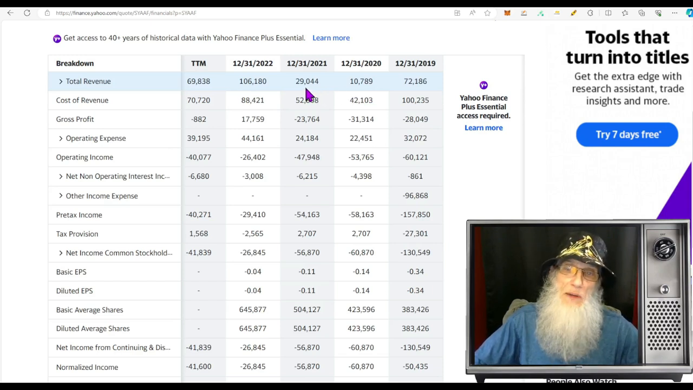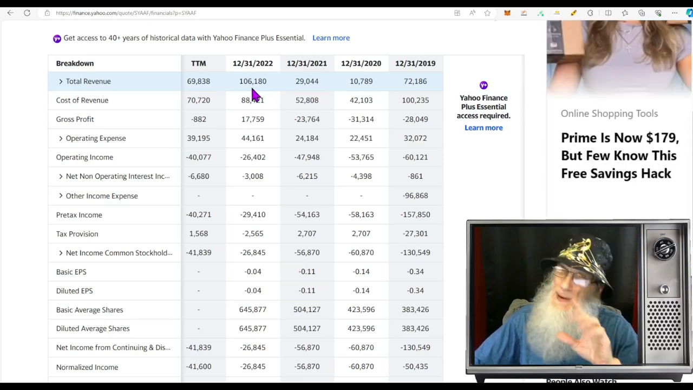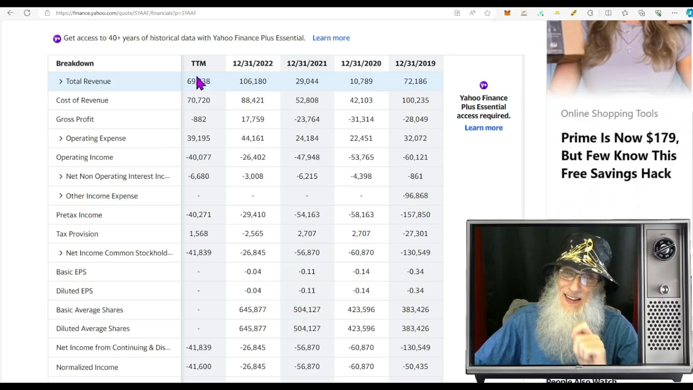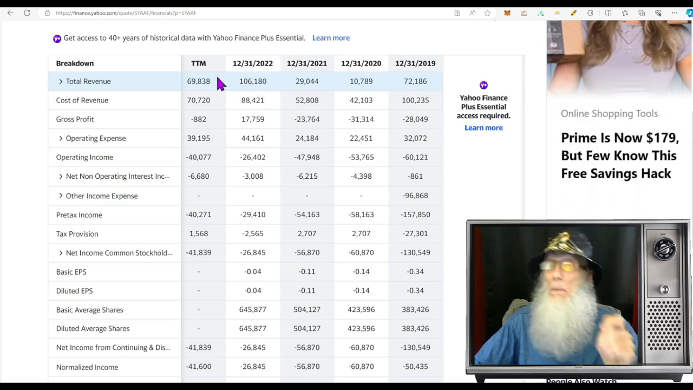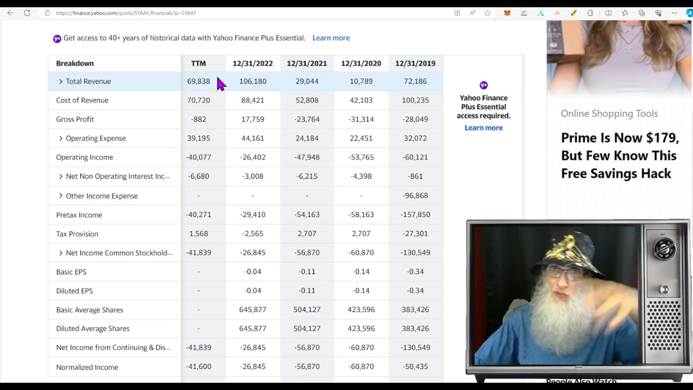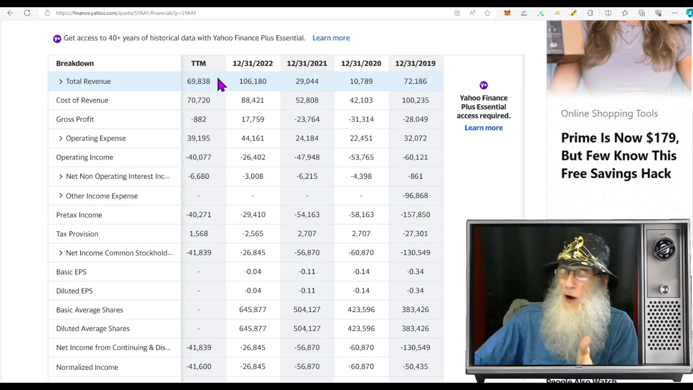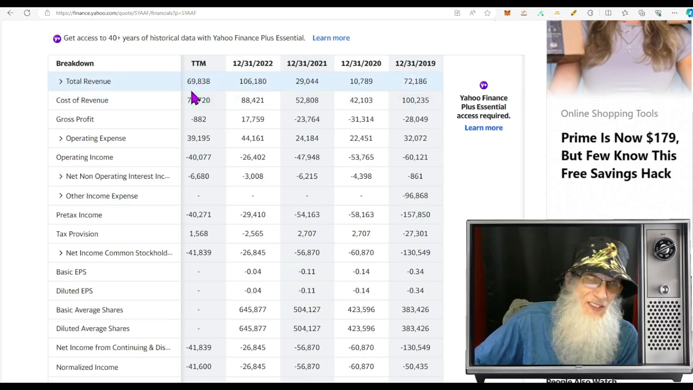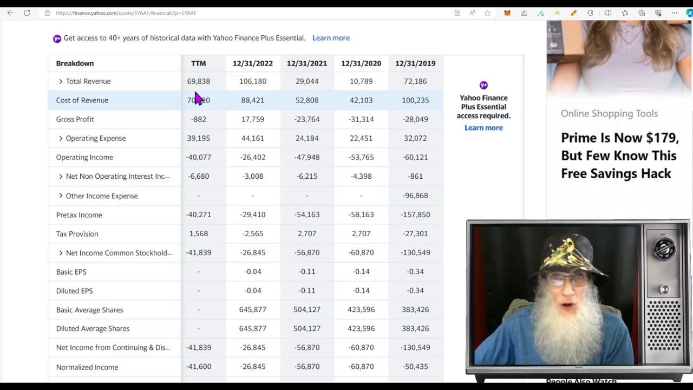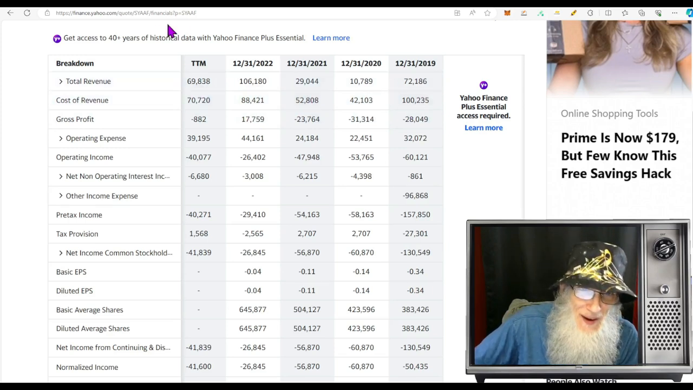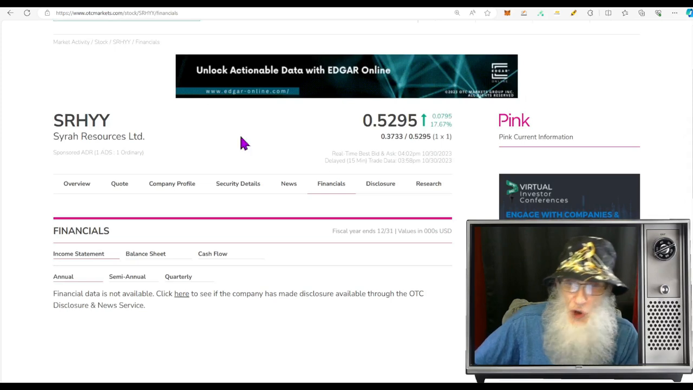Since then, they have been coming back growing. We were at 29 million in 2021 and 106 million at the end of 2022. Now, I'm not absolutely sure, but I think TTM means total to month? I think that's what it means, which means from the beginning of the year till now. Or is it quarterly? I don't know. I think it's yearly. We would be at $69.8 million. So the revenues are growing. They're getting better. They're looking good. Let's take a look at those disclosures.